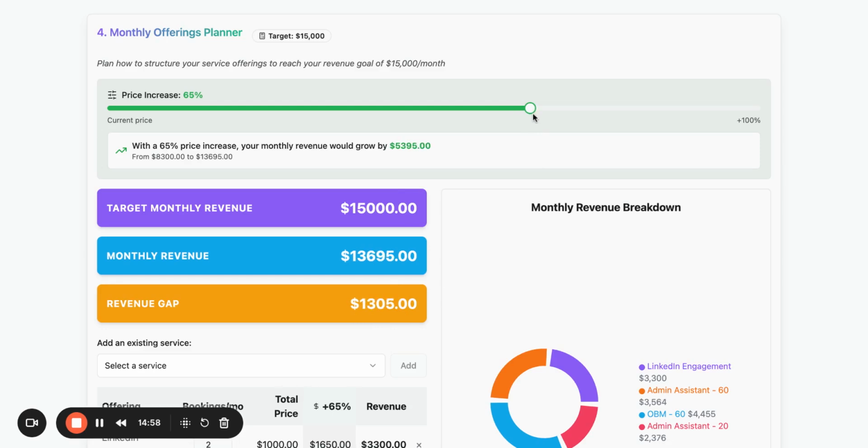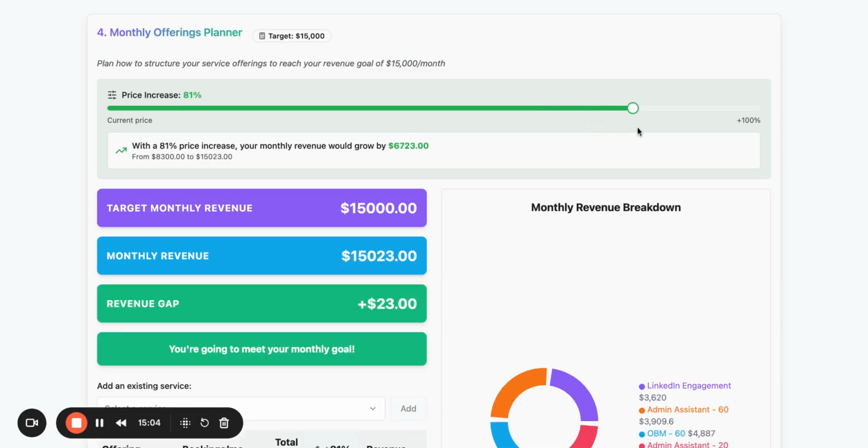So we're going to bump this up just a little bit more, and we're almost there, and we're green. So we're going to meet our monthly revenue goal plus $23. All right, well, what is it going to take for us to do that? It's an 81% price increase because we needed to bridge this gap by just under 7K.